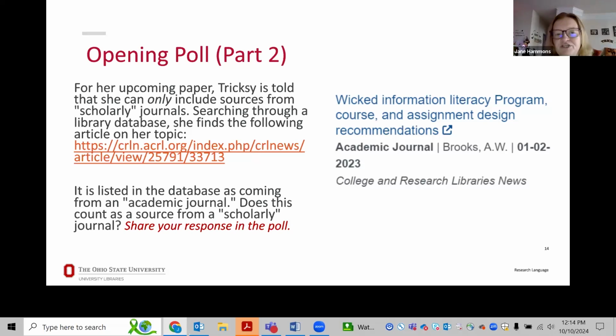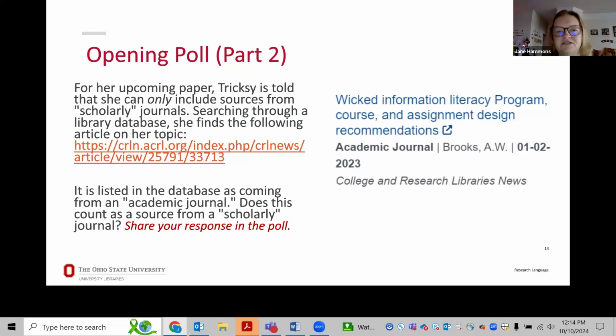She finds this particular article. She looks in EBSCO and sees that it's listed as an academic journal. She's not sure whether an academic journal counts the same as a scholarly journal. This happens to be an article that I co-wrote with one of my friends, so I just shared that one as an example. I'm going to launch the poll. Our question is, would this article count as coming from a scholarly journal based on what you can see from it?